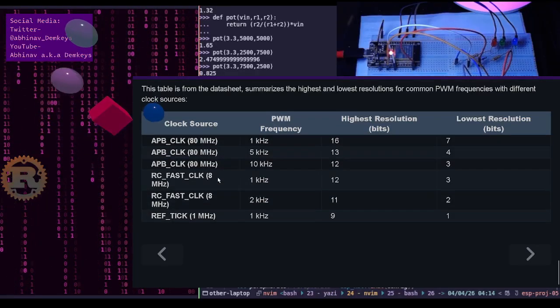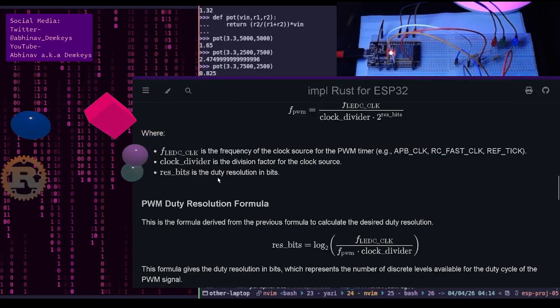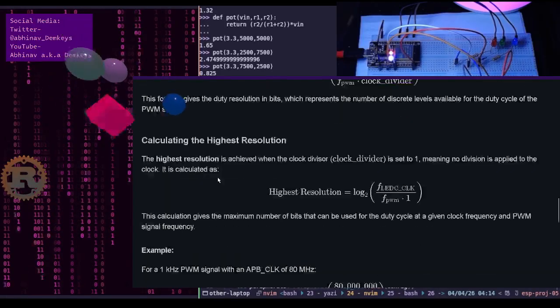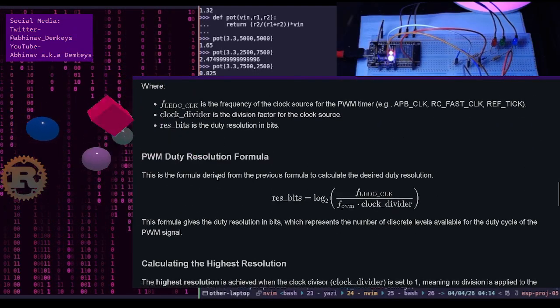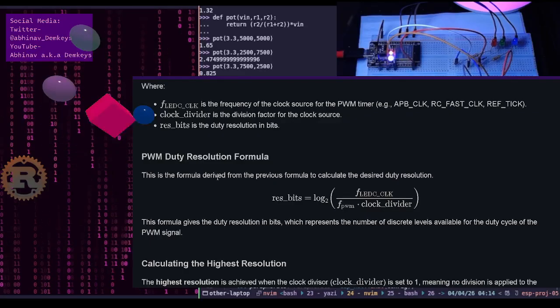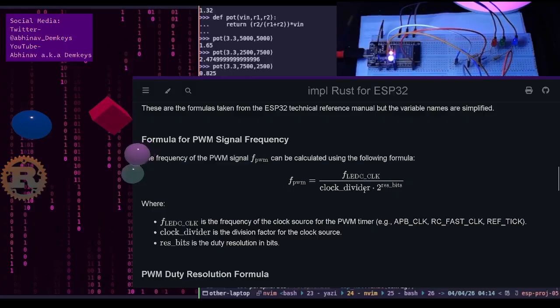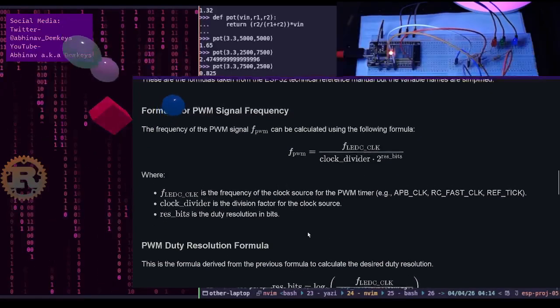Sorry, zoned out. I need to come back and read this later on, because I need to understand what's going on here. I feel like I'm not fully grasping whatever is going on here. So we are calculating the duty resolution. Duty resolution gets used here because it mentions duty resolution in bits.